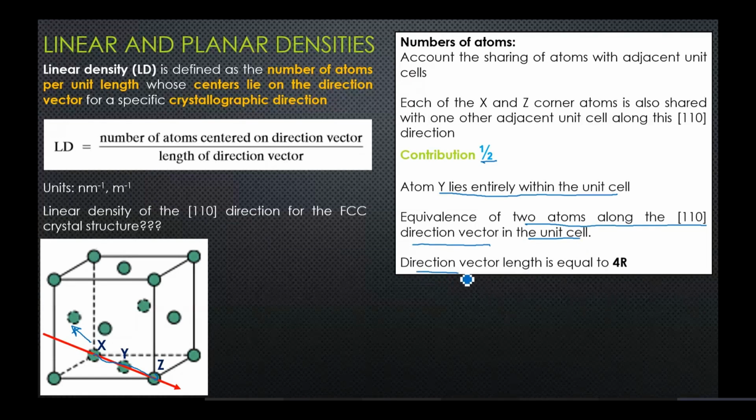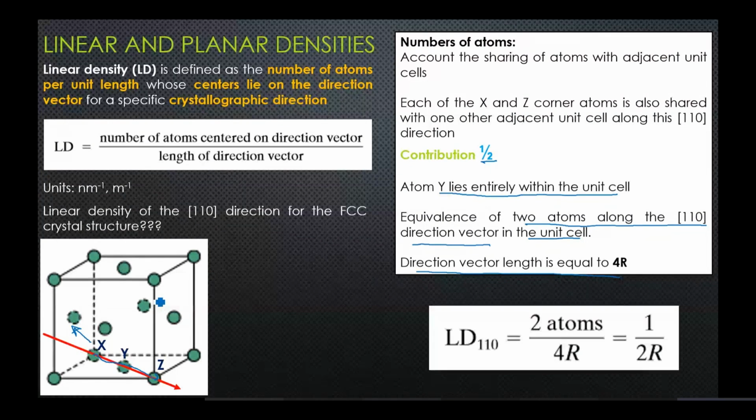And the direction vector length is 4r. You already know that the diagonal length in an FCC is 4r. So your linear density along the direction 110 would be two atoms divided by 4r, or one atom divided by 2r. This would be the linear density for an FCC unit cell along the 110 direction.